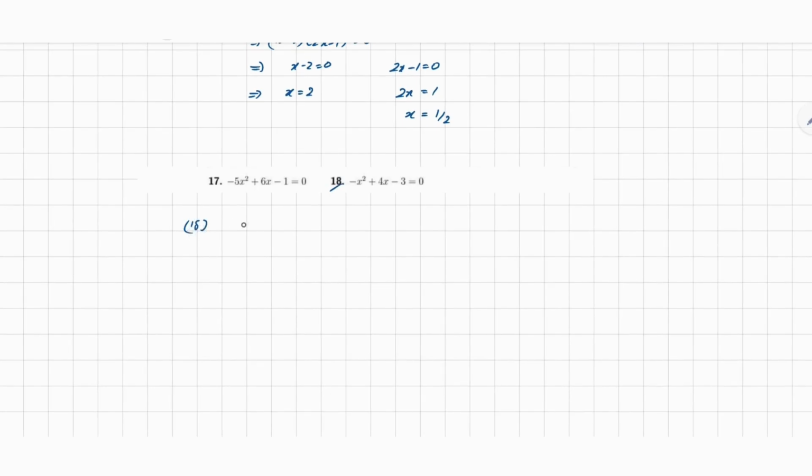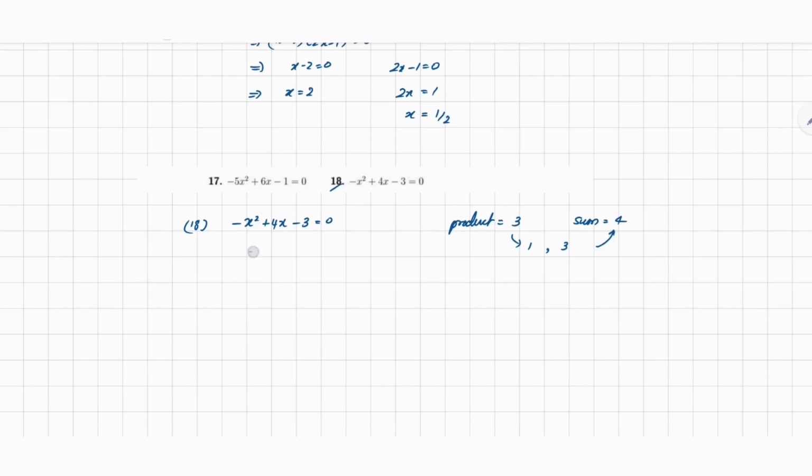Next, let's do question 18. We have minus x squared plus 4x minus 3 equals 0. Over here, the product is minus 3 times minus 1, that's 3, and the sum is 4. The factors of 3 are 1 and 3, which on adding gives us 4.